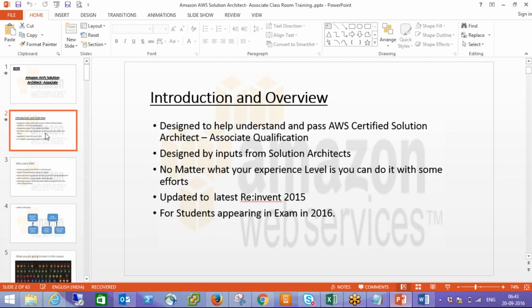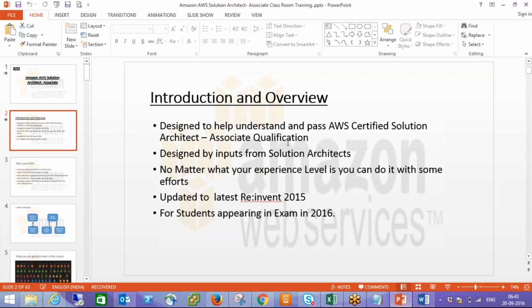So this is how we have designed this course, from inputs from various colleagues of mine who are working as solution architects at various levels, and this has been designed for any person, no matter what kind of experience he has. He could be a Windows guy, he could be a Linux guy, storage, networking. Some experience would give you an edge to understand the concepts.